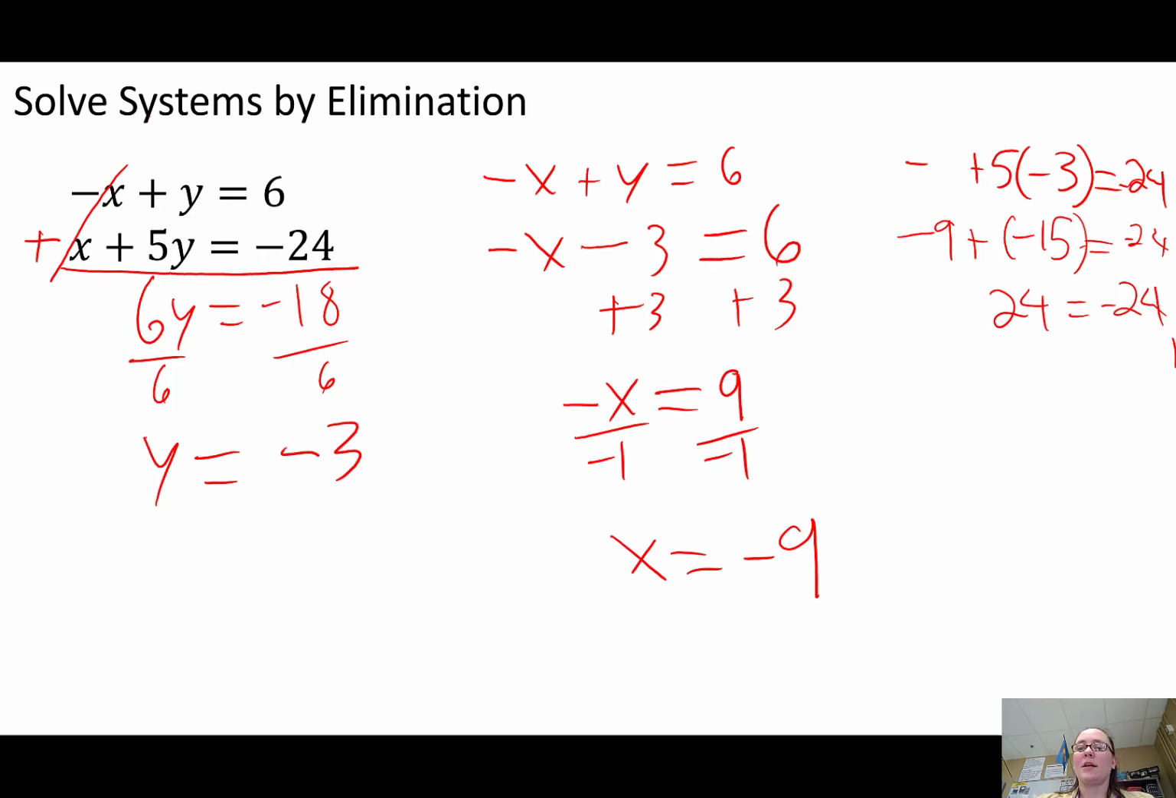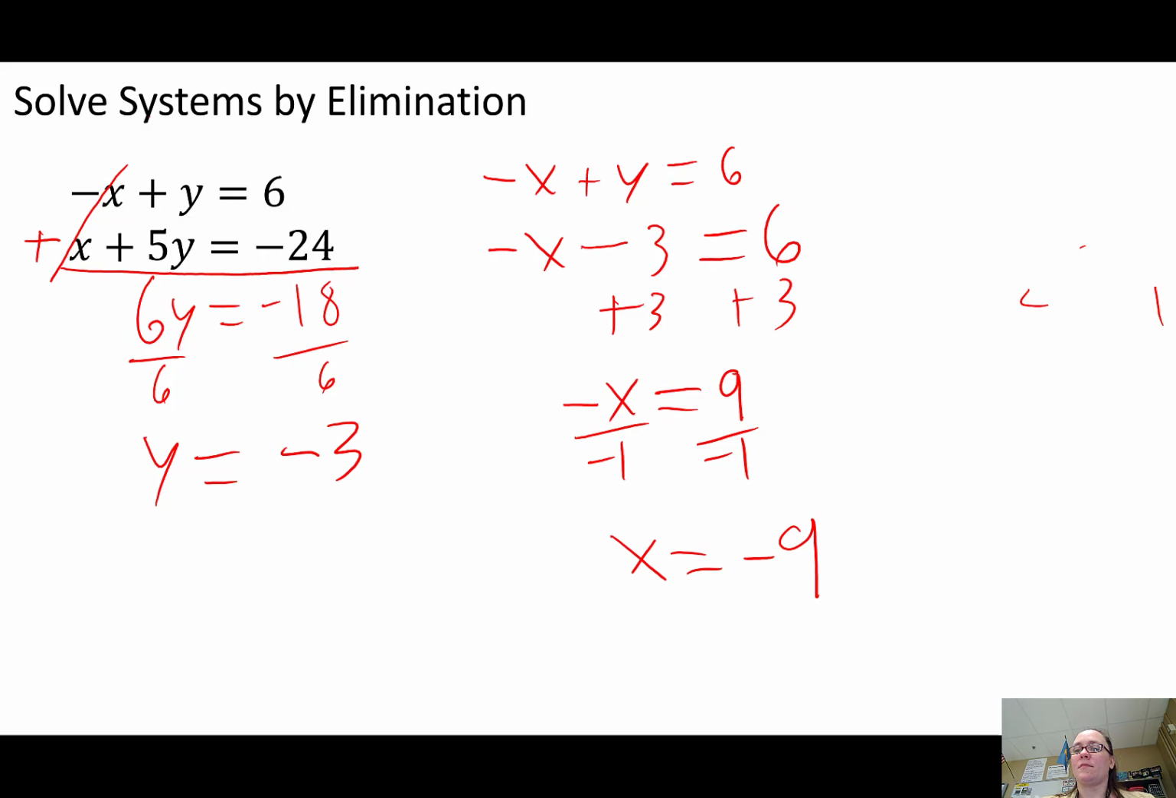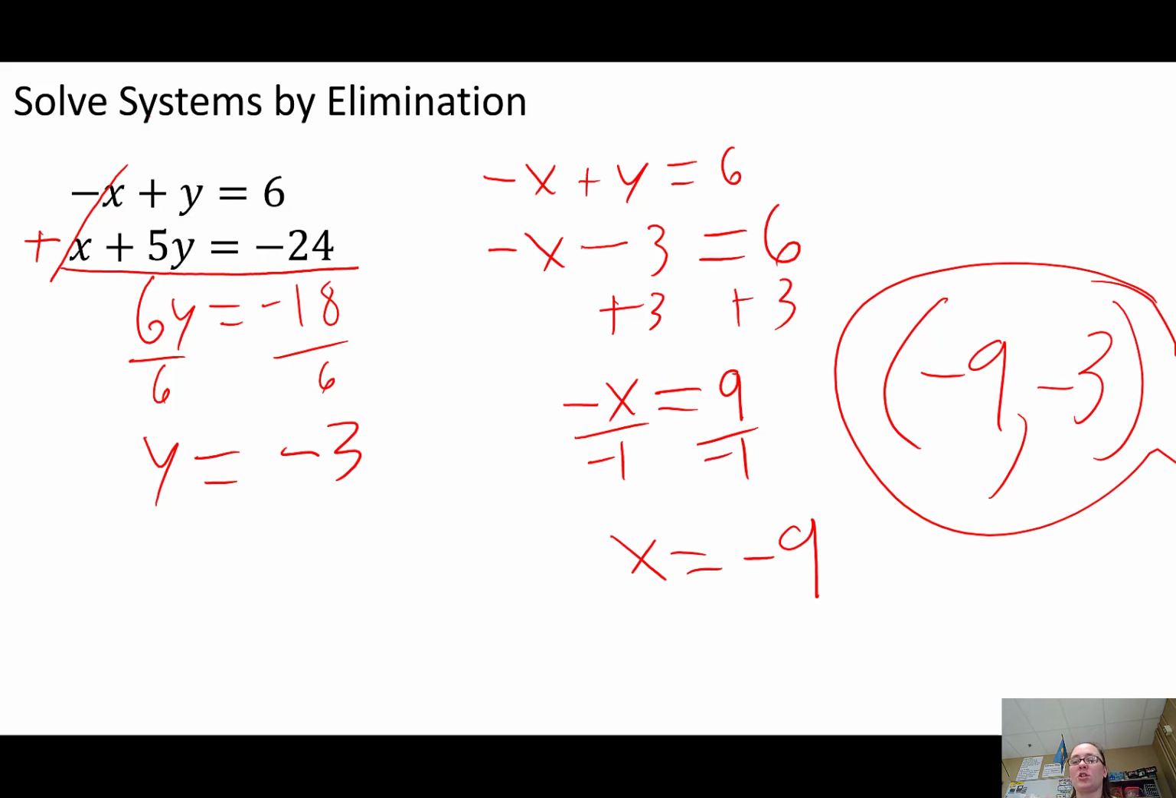All right, so my ordered pair, or my solution, is the point negative 9, which was my x, negative 3, which is my y. Always make sure you put the x, then the y. All right, let's try another one.